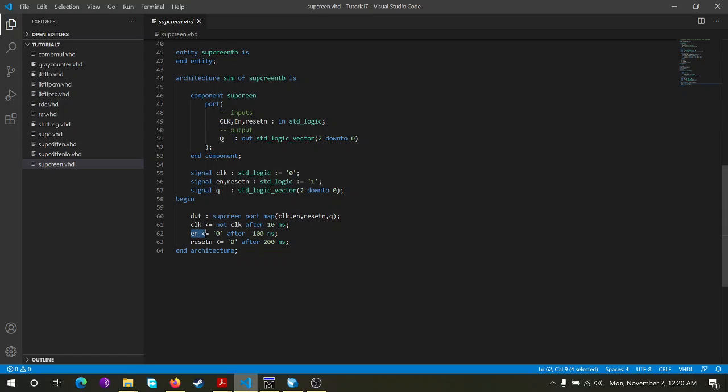In this, initially the enable and reset are 1. Since reset is active low, initially there is no reset and initially enable is 1. So initially it should work. After 100 nanoseconds, I have changed enable to 0, and after 200 nanoseconds, I have changed reset to 0 value. So let us see the simulation.